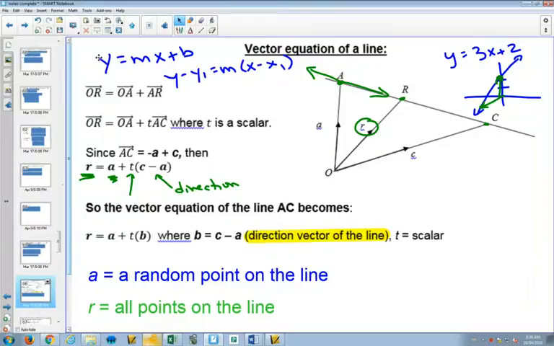So the difference between y = mx + b as a Cartesian equation and r = a + tb is the b. If you're making connections, b acts very much like your slope. But instead of a being a y-intercept, this equation allows it to be any point. So you've got sort of the same idea as y = mx + b, but your b is like your slope, but a is any random point on your line.